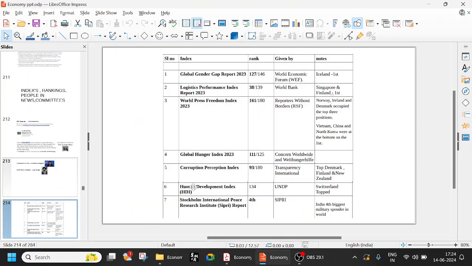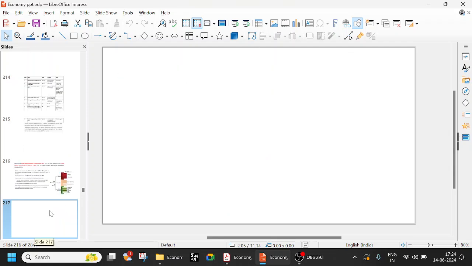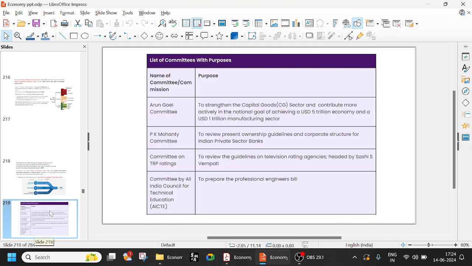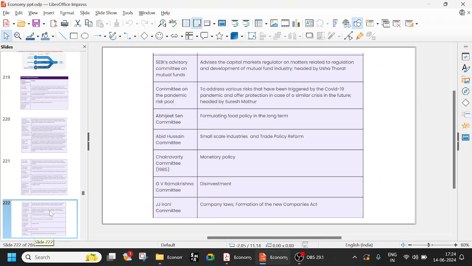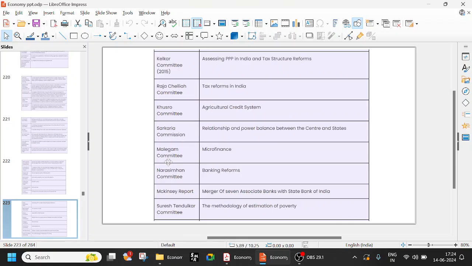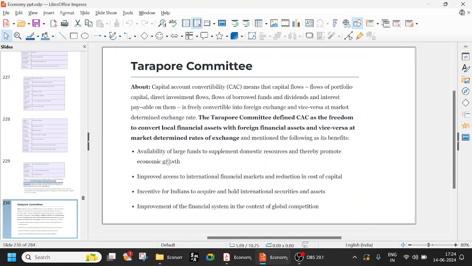And these are the indexes, all the indexes: human development index, corruption perception. At least one or two questions will come from this. Frequently these indexes would also be asked. Then you have the multi-dimensional index. I'll keep updating these things. These are all the committees, various committees, the most important committees you have to go through. Kamath committee, Abid Hussain committee, we've already seen, right? Small scale industries, etc. Sarkaria commission, Narasimham committee, all the committees, Tarapore committee.